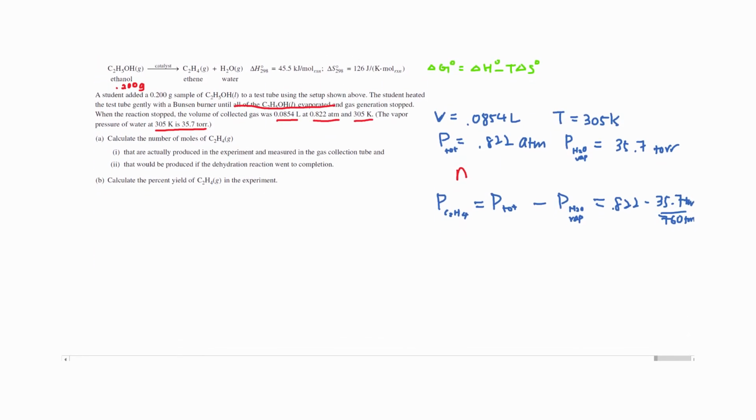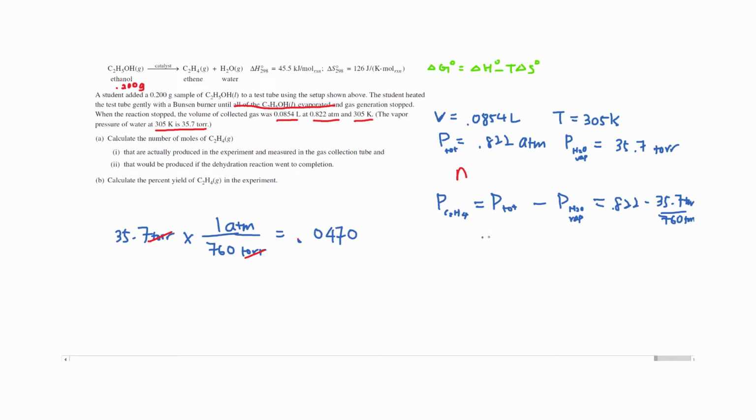For those who are not familiar with how to convert this, use a unit conversion. So I have 35.7 torr, that's the water vapor pressure. If you want to convert it to atm, because we're given the total pressure in atm and we have to use PV equals nRT, we'll use 760 torr on the bottom so that we can cancel out the torr, and the 1 atm should be present in the numerator. When I use my calculator, 35.7 over 760, I get 0.0469.